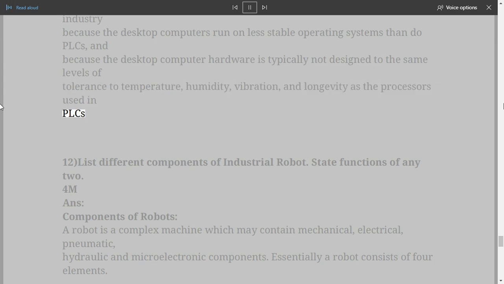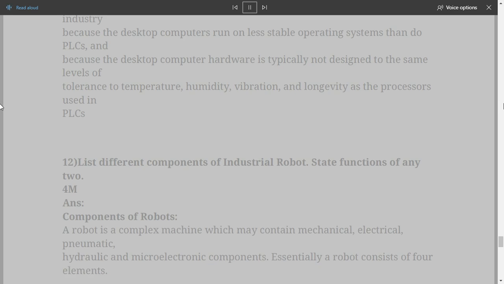12. List different components of industrial robot. State functions of any two. Components of robots. A robot is a complex machine which may contain mechanical, electrical, pneumatic, hydraulic, and microelectronic components. Essentially, a robot consists of 4 elements.